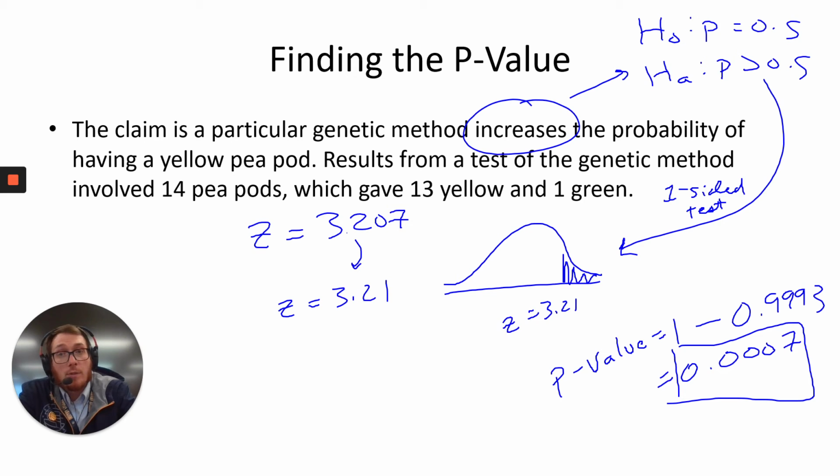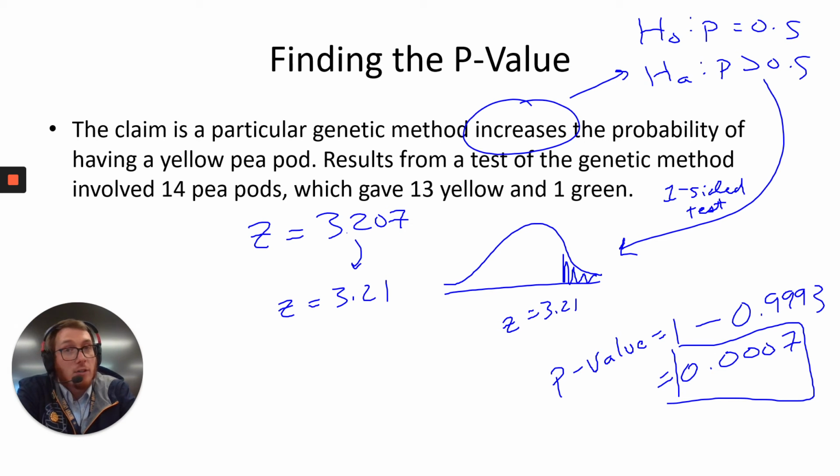This goes back to the question we started with. This is the yellow p-pod, so my z-score value is 3.21. I'm trying to say that it increases something. So my null hypothesis is p equals 0.5, but my alternative is p is greater than 0.5, because I'm trying to increase the probability to be higher than 0.5. This is a one-sided test, so I find 3.21, which is right here. It's area to the right, so my p-value is 1 minus the four-digit number in the table at 3.21, which gives me 0.0007 as my final answer.